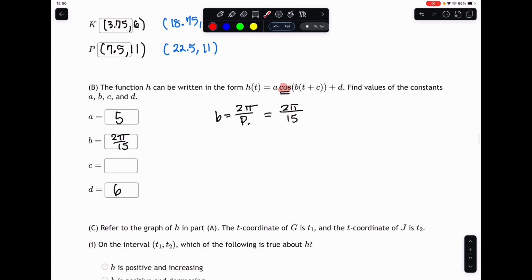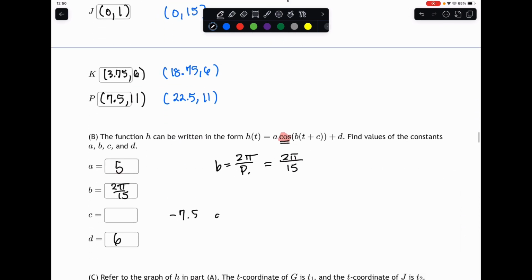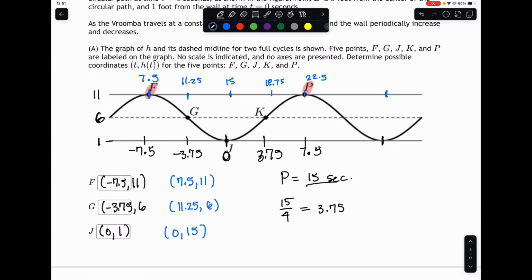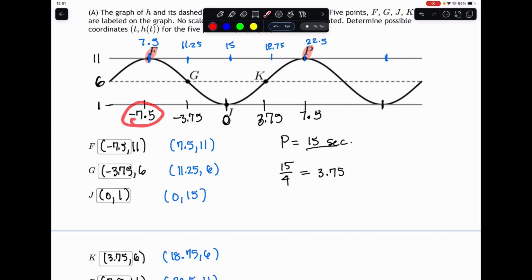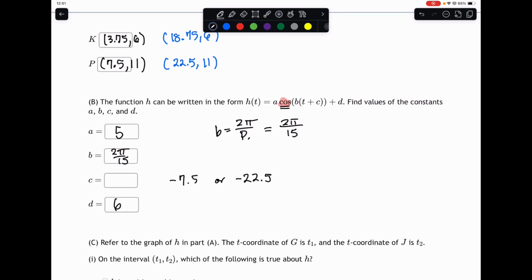So one set of possible correct answers is that C could equal negative 7.5 or negative 22.5, if I was going to use the top ones. If I'm going to use the bottom numbers, well, at P, moving to positive 7.5 would mean that this number would have to be negative, so the same thing as this number up there. But in order to move it to negative 7.5 to the left, I need to add this number because of the direction that horizontal shifts are affected. So the other option would be that the value of C could also be 7.5.